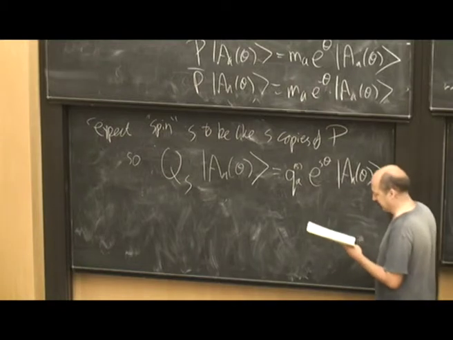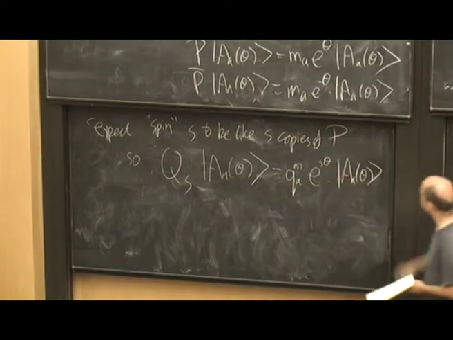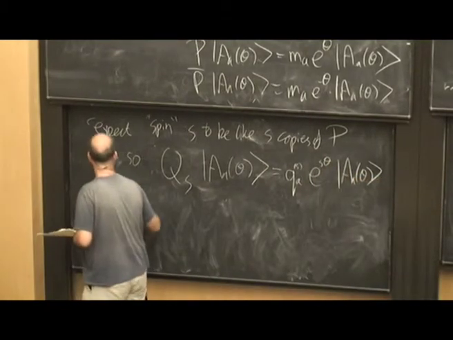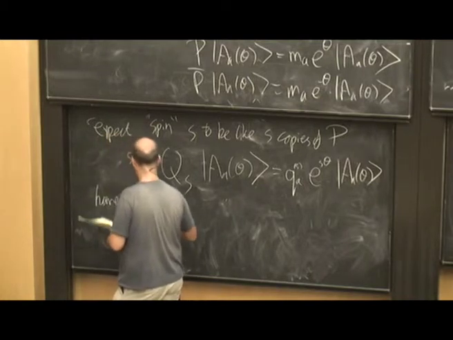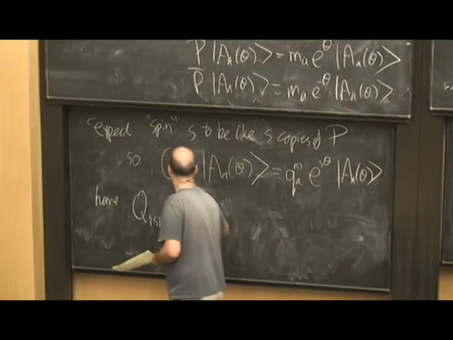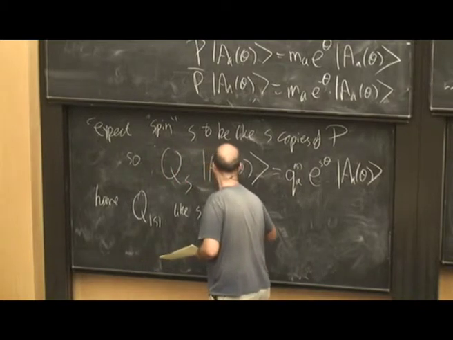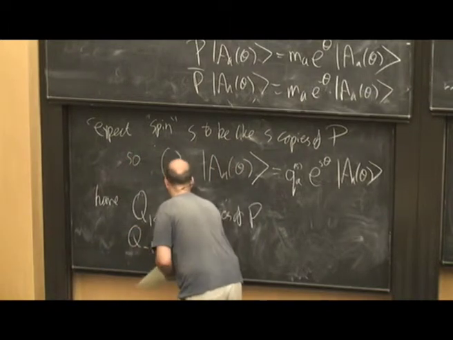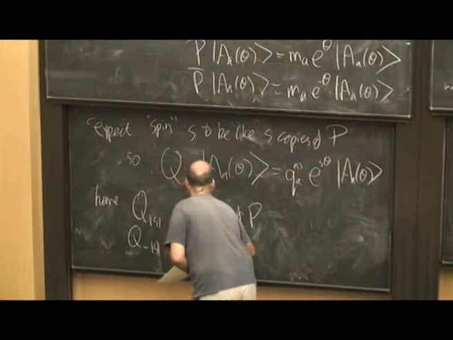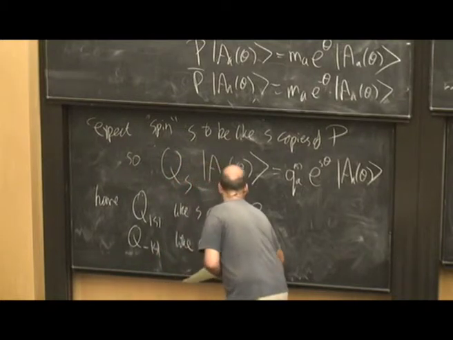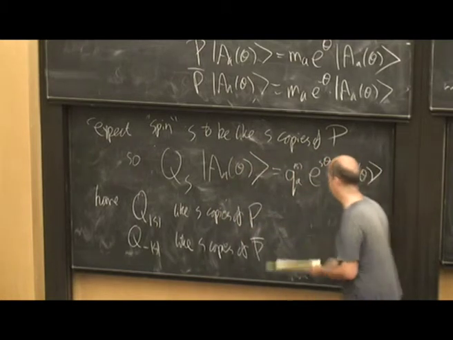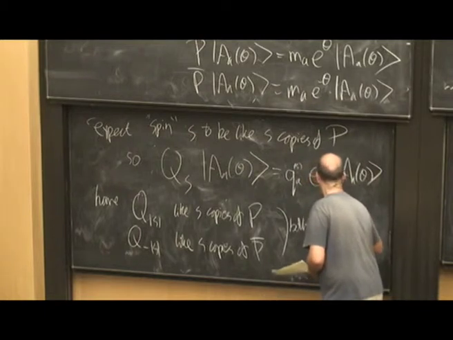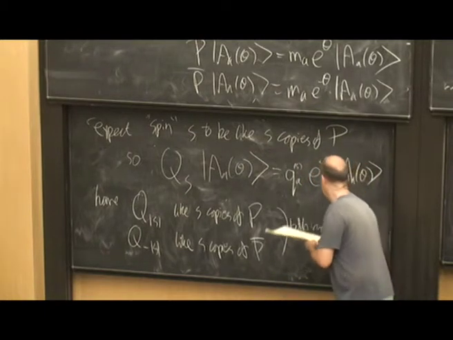But then we can also take S or minus S, and we get something like S copies of P bar. So in general we'd have Q_|S|, which would be like S copies of P, and Q_-|S| would be like S copies of P bar. But both are rank |S| objects.